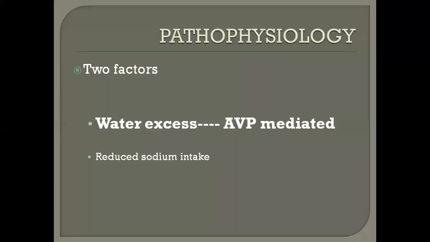Now, when I say water excess, it means both absolute excess as well as relative excess. Relative excess would be, for example, if you are losing both sodium and water, but you are losing more sodium and less water, then that is also a relative water excess. An absolute water excess is when you don't lose sodium and you still continue to gain water. So basically, water excess is the main pathophysiologic factor. And what mediates the water excess? It is the AVP hormone.